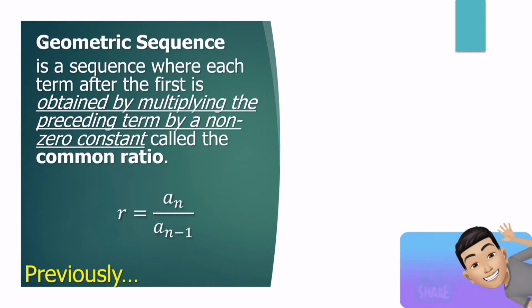Geometric sequence is a sequence where each term after the first is obtained by multiplying the preceding term by a non-zero constant called the common ratio.